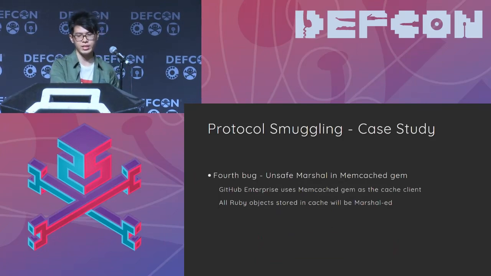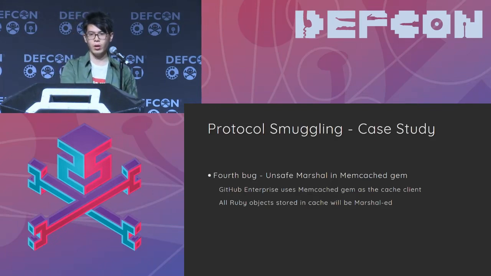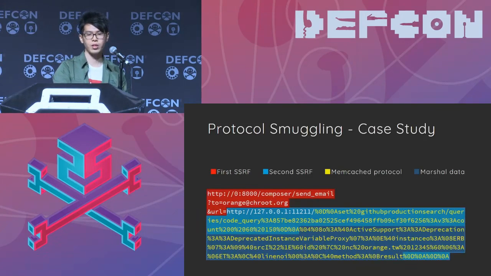However, the next problem is, what protocol should I choose to smuggle? I spent lots of time to find out what vulnerabilities can be triggered if I can control the Redis or Memcache. While reviewing the source, I was curious about why GitHub can store Ruby objects in Memcache. After some digging, I found GitHub used a Ruby gem to store the cache, and the cache was wrapped by Marshal. It is good news. Everyone knows Marshal is dangerous. So our goal is clear.